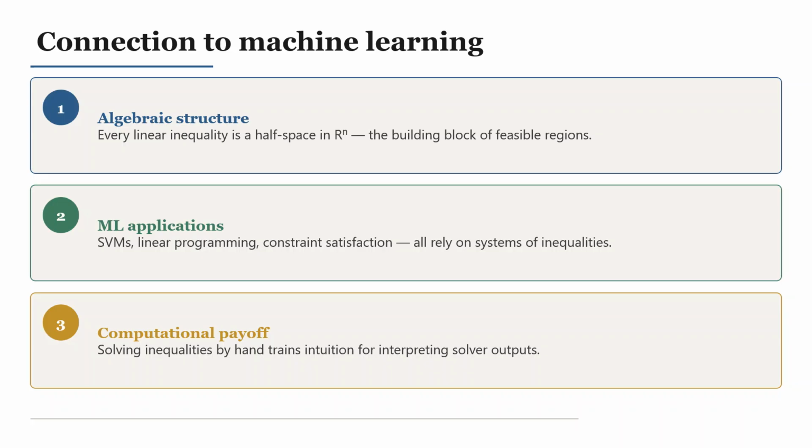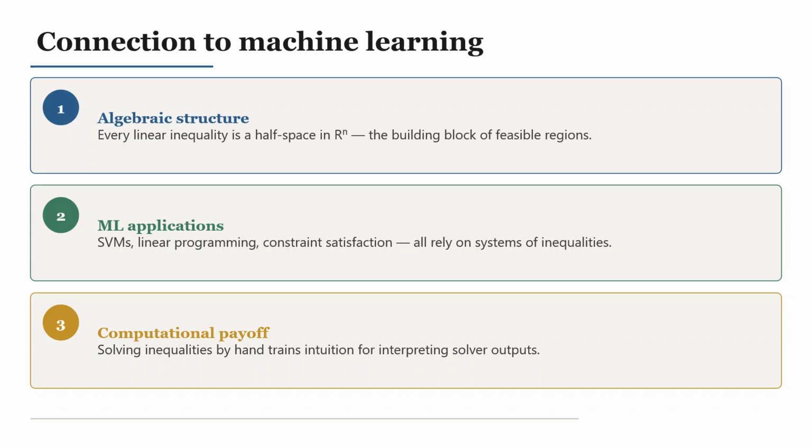2. Machine learning objects with the same structure. Constrained optimization is everywhere: non-negative matrix factorization, support vector machine margin constraints, linear programming relaxations of integer problems. Each is a system of linear inequalities defining a polytope, with an objective optimized over that polytope.